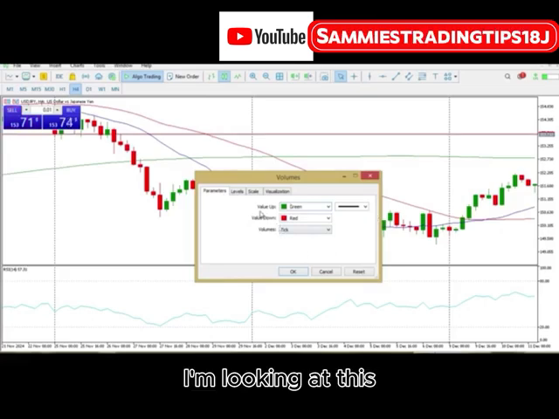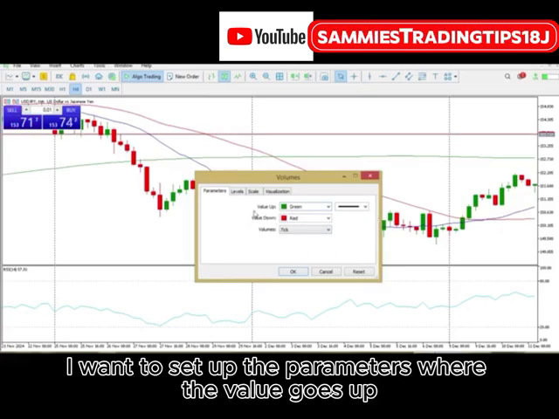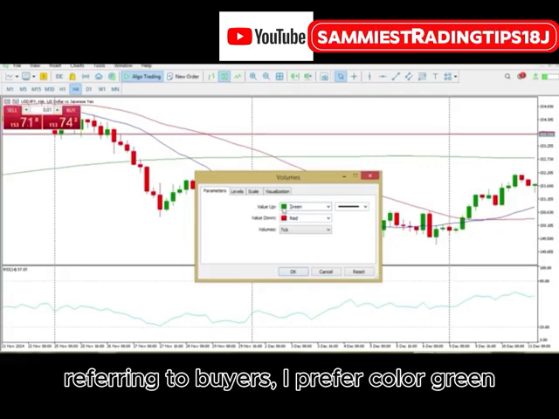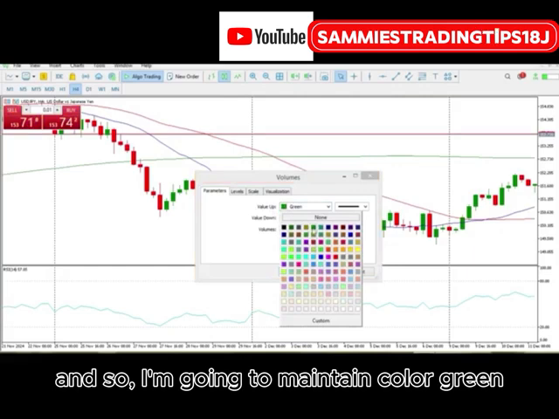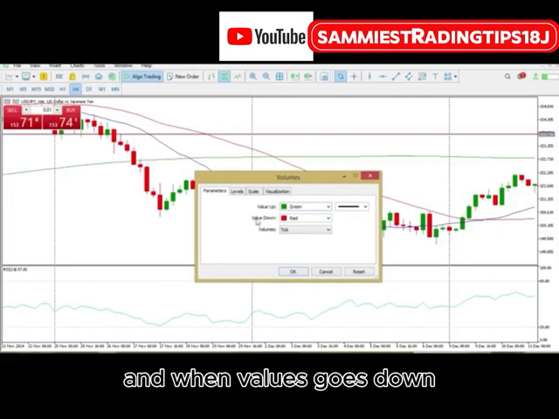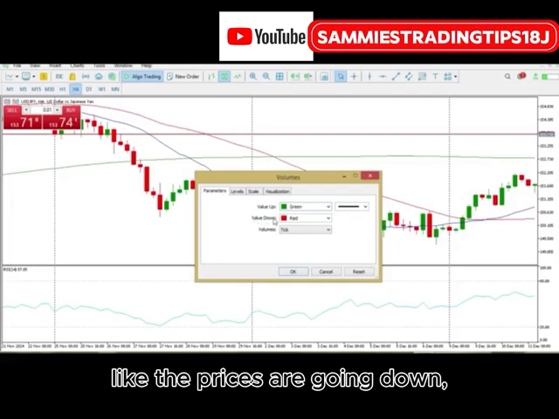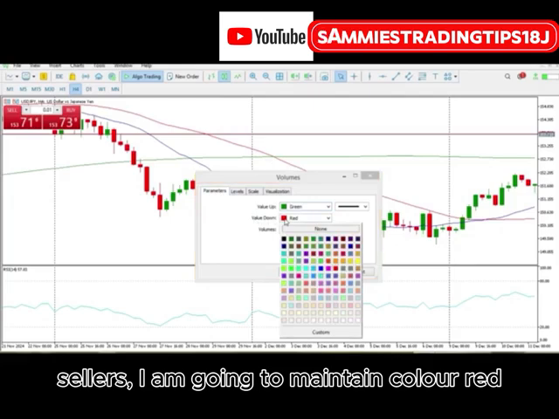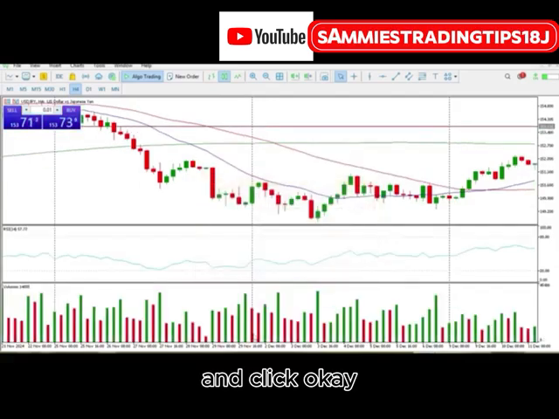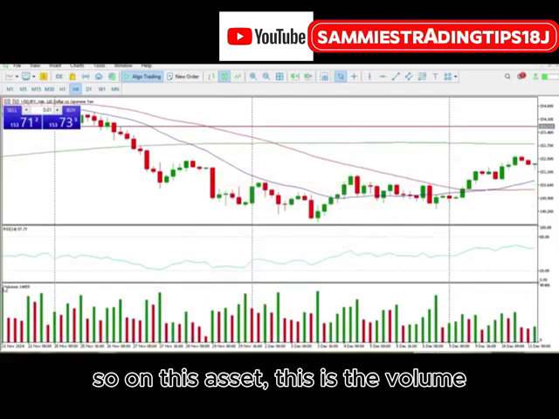I'm looking at this. I want to set up the parameters. Where the value goes up, meaning buyers, I prefer color green, so I'm going to maintain color green. And when the value goes down, like the prices are going down, sellers, I'm going to maintain color red and click OK. So on this asset, this is the volume.